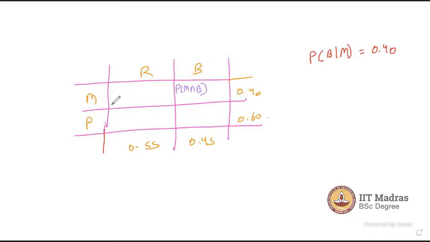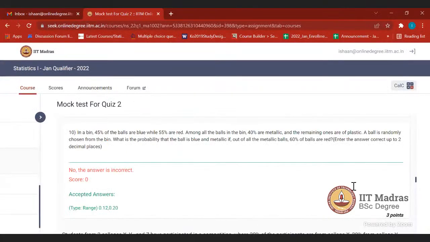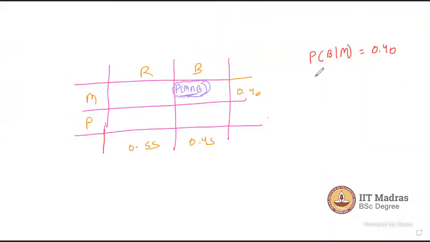It will be easy if you take the number of balls. Here in this column it is 24. Metallic and blue we know, and metallic and red is 24. Out of the metallic balls, 60% are all red. So 60% into 40%, metallic and red is 0.4 into 0.6, 0.24. These two pieces of information are given to you, right?